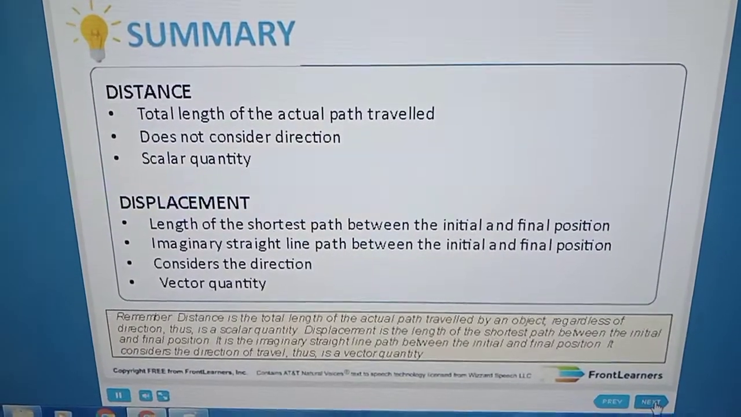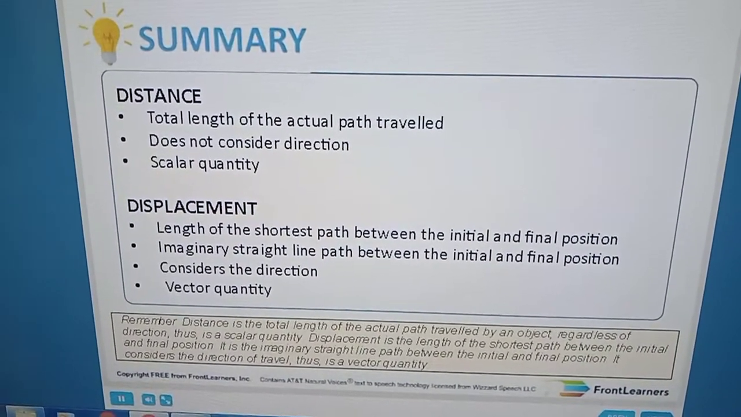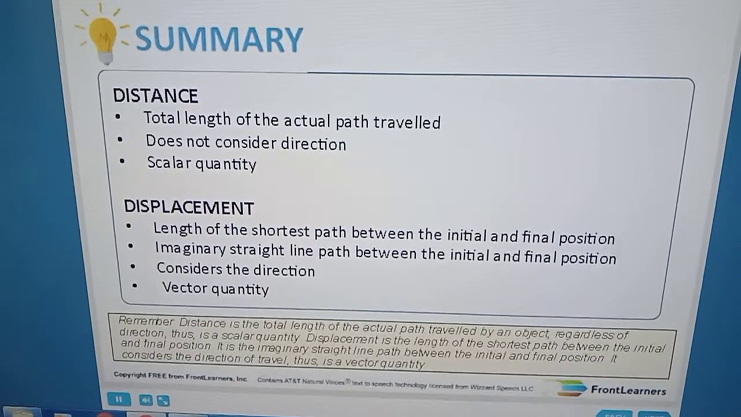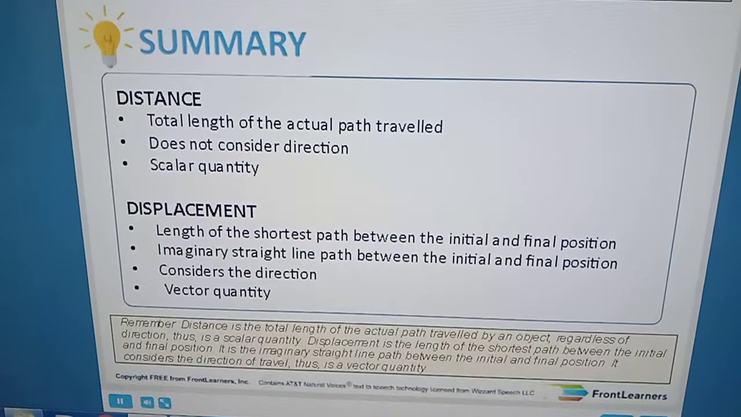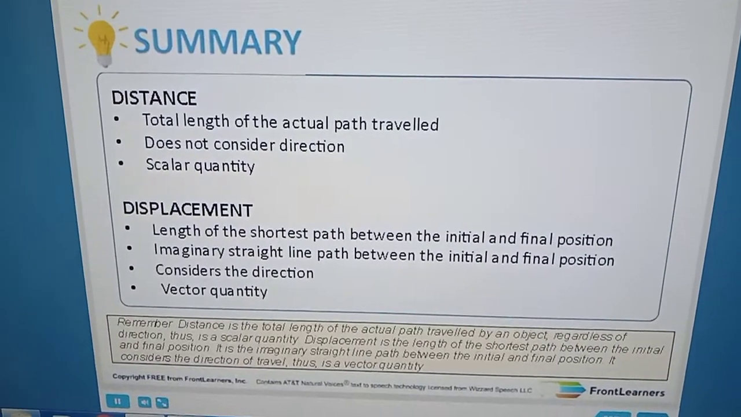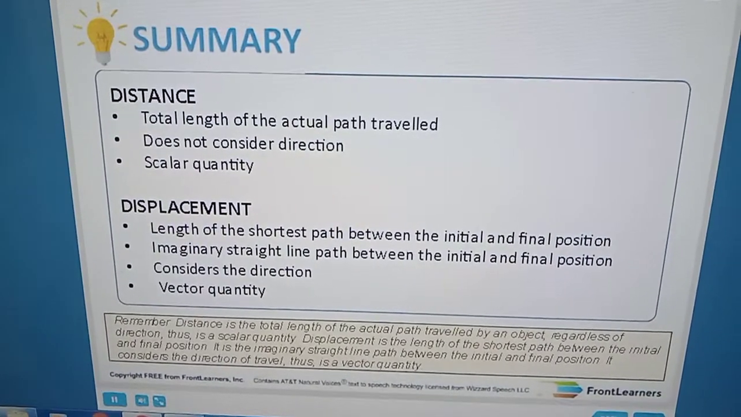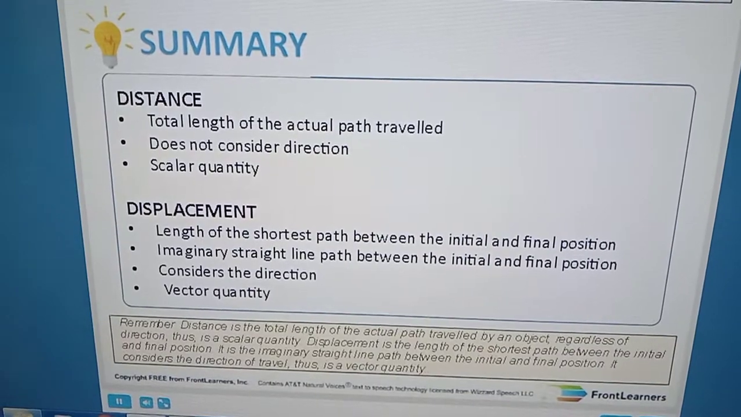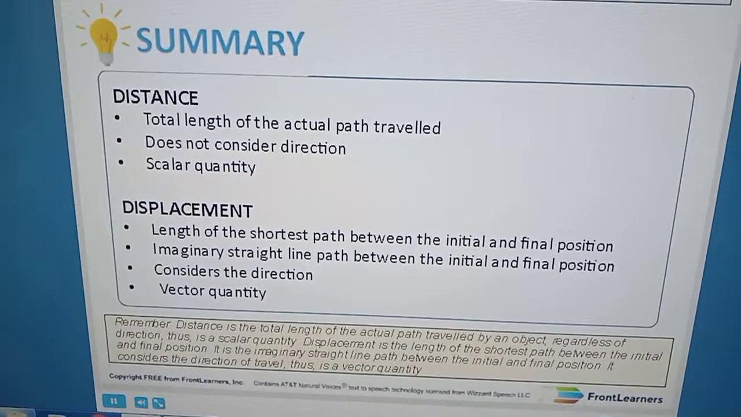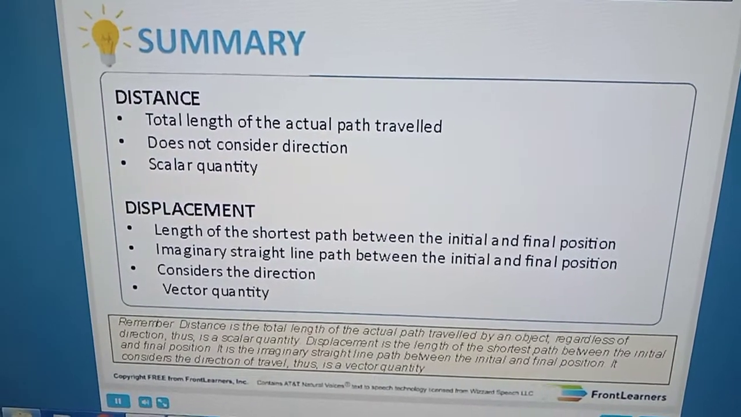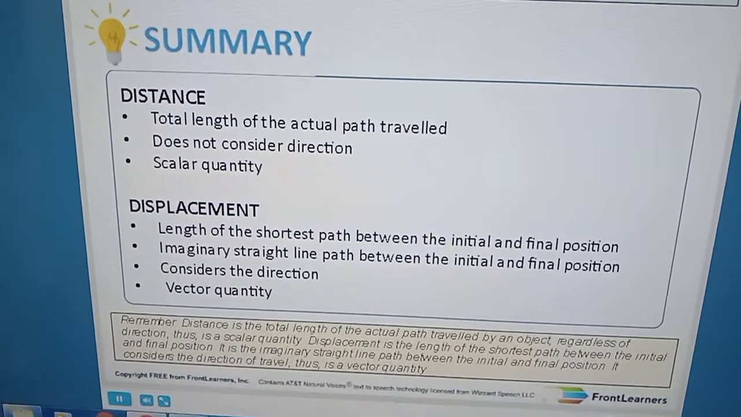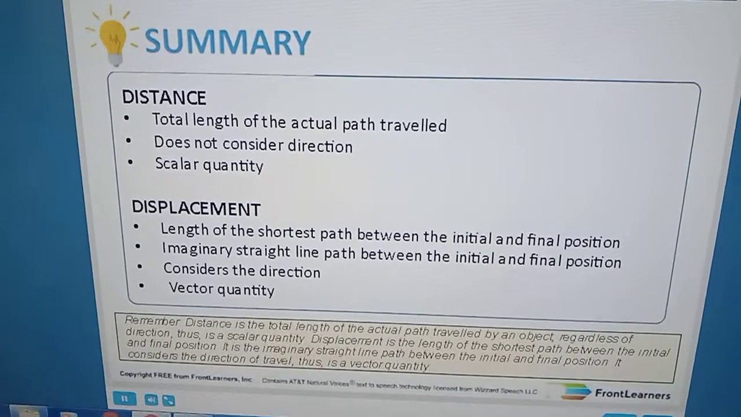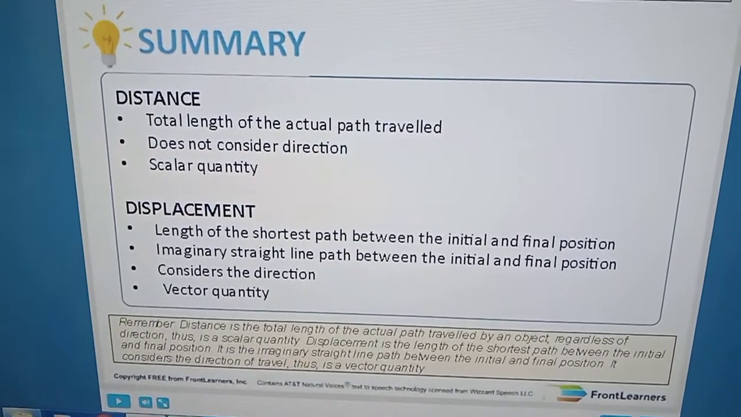To sum up everything, distance is the total length of the actual path traveled, does not consider direction, and it is a scalar quantity. Displacement is the length of the shortest path between the initial and final position. Displacement is an imaginary straight line path between the initial and final position, and it considers the direction. It is a vector quantity.